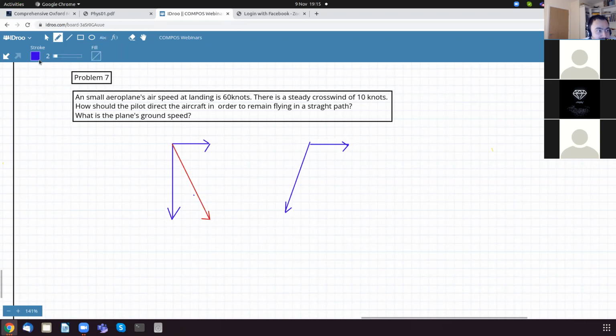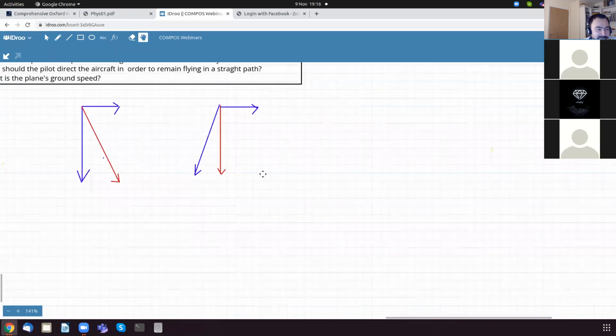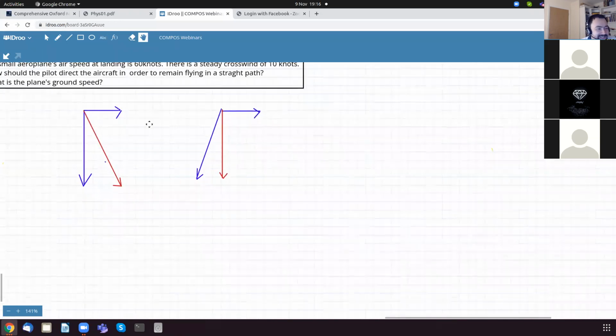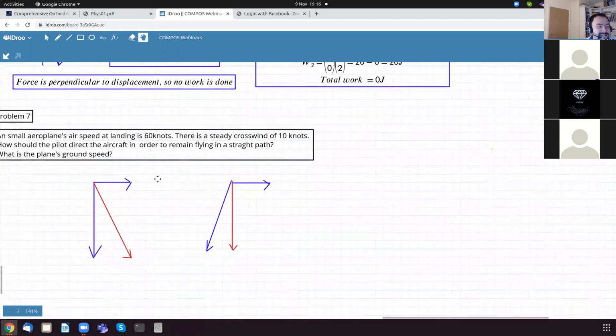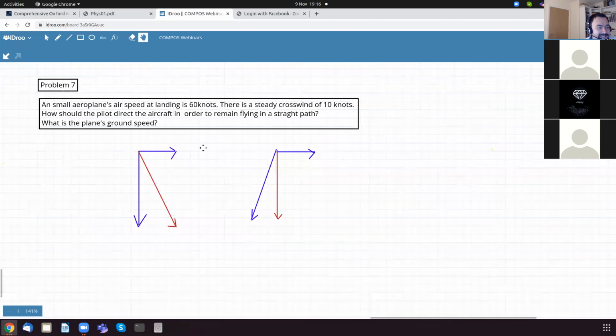Using the parallelogram rule for adding vectors, the speed of the aircraft is going to be like this. Now, very surprisingly, this is a GCSE question. Well, it is a year 10 question from a school, but it's quite interesting. This is quite advanced, way harder than year 10 should be able to solve. I'll get back to this question if we have time.